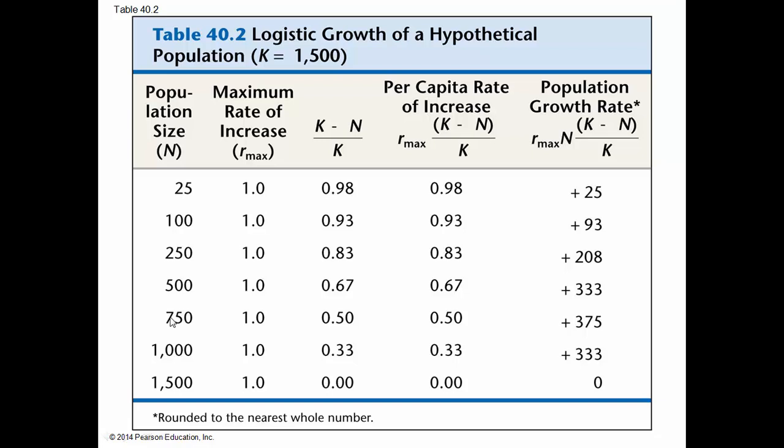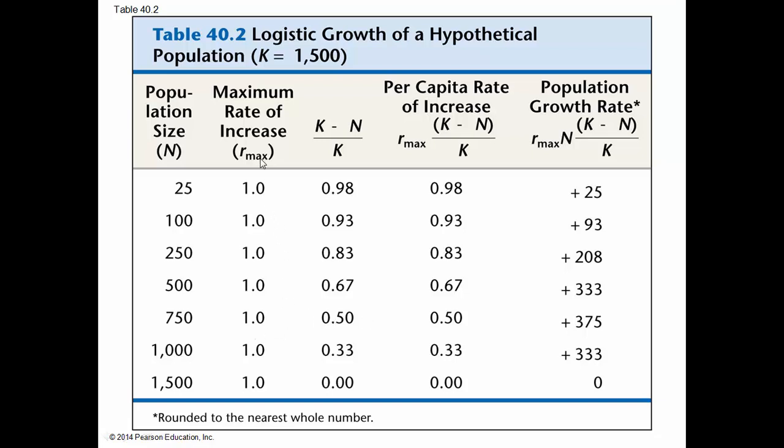So the optimal population growth rate occurs at population size 750, and that is half of K. So half of K is usually where you find the optimum population growth.